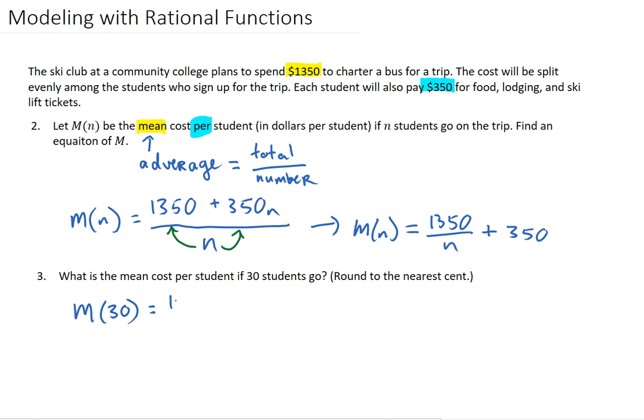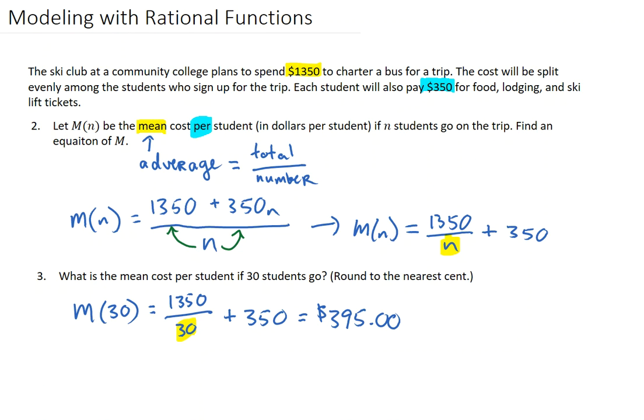So then we just plug that into our equation that we came up with in the previous problem. So I'm just plugging that 30 in for the n slot and then punch out the math on that.